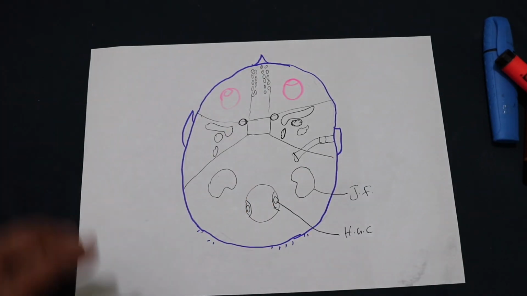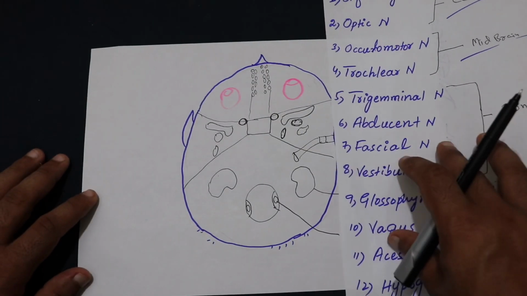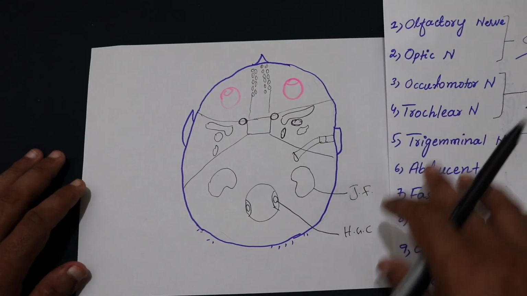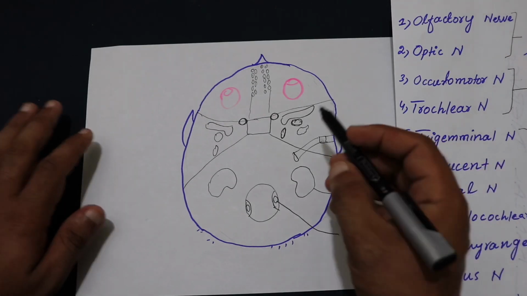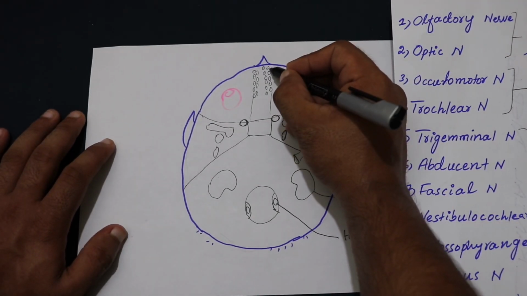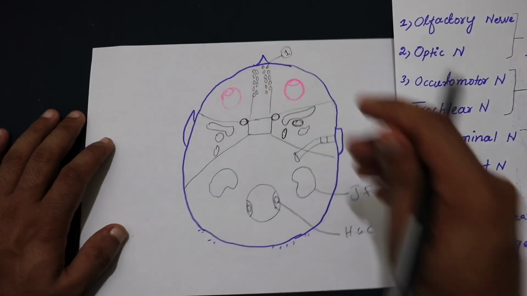So now we're talking about the nerves. We will be going from the first nerve to the last nerve, from the olfactory nerve to the final nerve. The first nerve we have talked about previously is the olfactory nerve. The olfactory nerve exits from the cribriform plate.